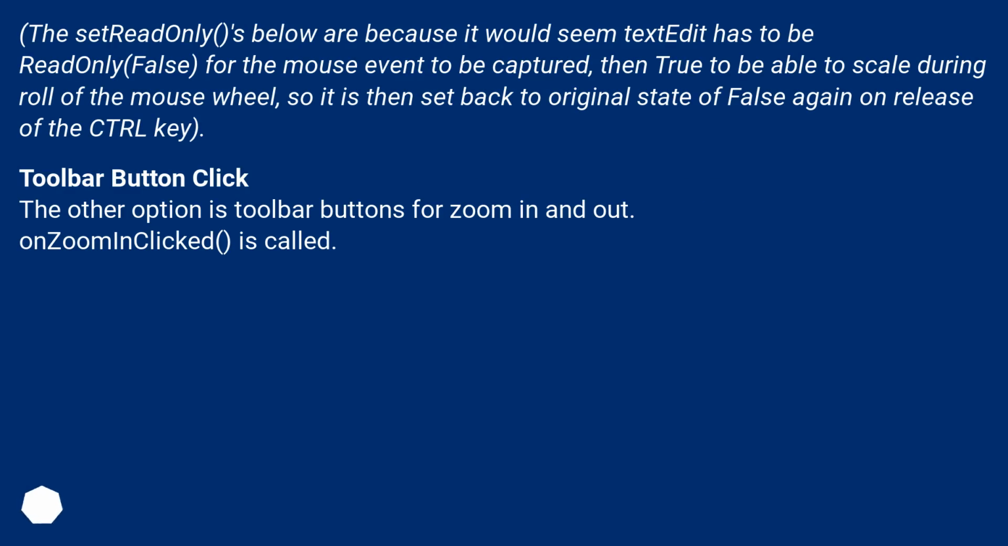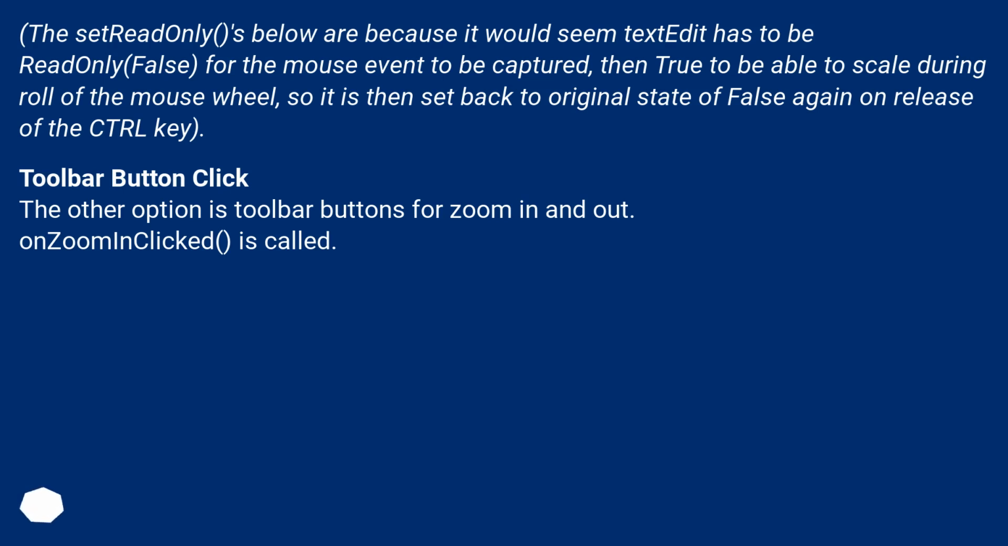The setReadOnly calls below are because it would seem TextEdit has to be read-only false for the mouse event to be captured, then true to be able to scale during the roll of the mouse wheel, so it is then set back to the original state of false again on release of the Ctrl key.